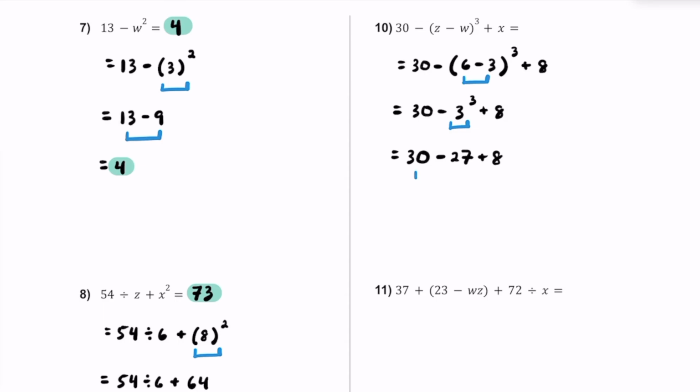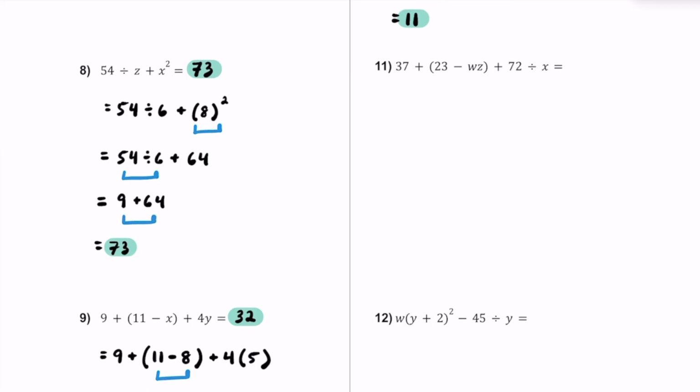And then, 30 minus this 27 is going to be 3 plus 8. And then finally, that's going to be equal to 11. So that's going to be the value of this expression.